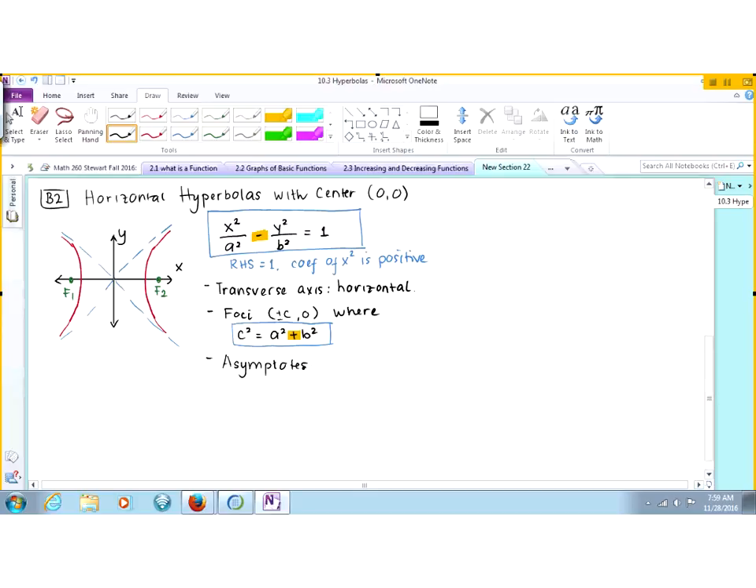What do you think the asymptotes will be? Same thing, y is equal to plus or minus b over a x. So the asymptotes do not change. So remember, the right-hand side is always 1 for hyperbola and ellipse, so it's in standard form. The right-hand side is 1. Okay, good.